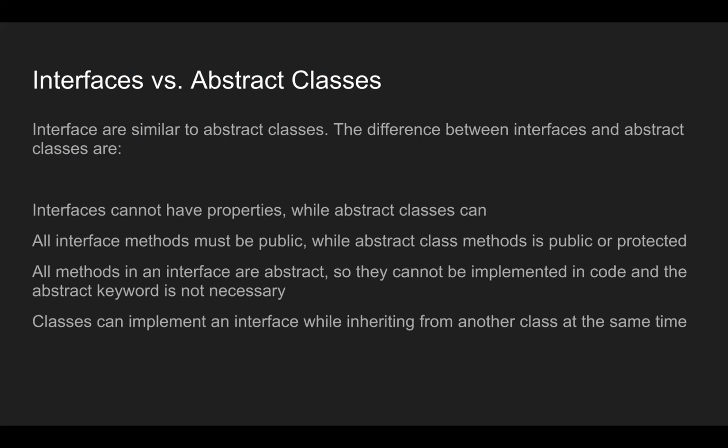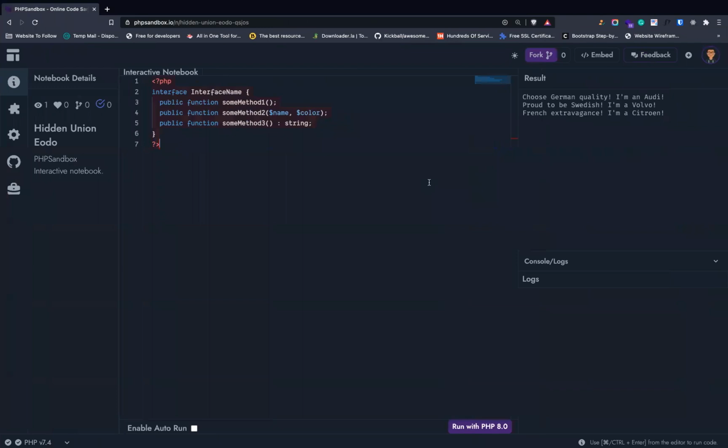So if we want to implement an interface, we use the implements keyword. Now, I've given you two keywords. For classes, you use extends, but for interfaces, you use implements. So a class that implements an interface will implement all of the interface methods. So let me just grab an example and show it to you.